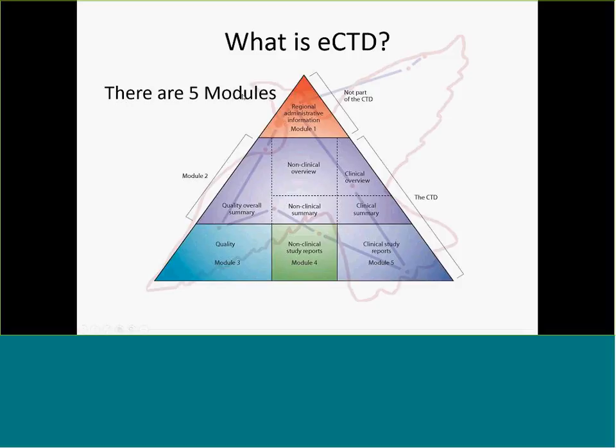This is a classic pyramid model of the CTD. It is five modules. Module 1 is completely defined by the region you are going into, in this case, the FDA. No other region has any input on what the FDA requires or how it's presented. Modules 2 through 5 are all the international standards. Module 2 is summary documents. Module 3 is quality. Module 4 is non-clinical study reports, and Module 5 is anything relating to your clinical studies. Of course, these things can get very large and very complicated.